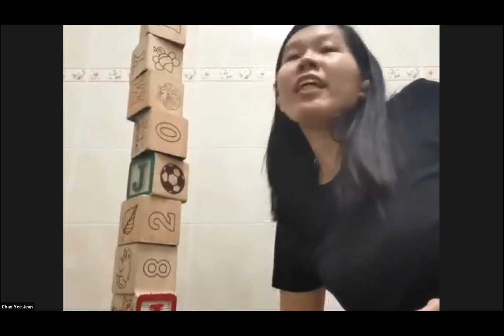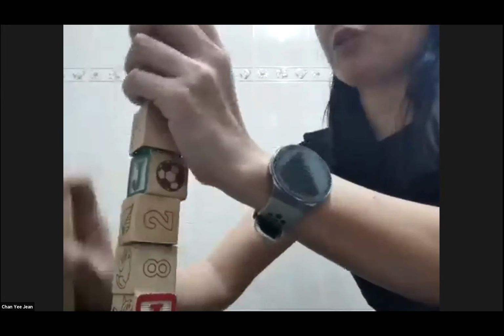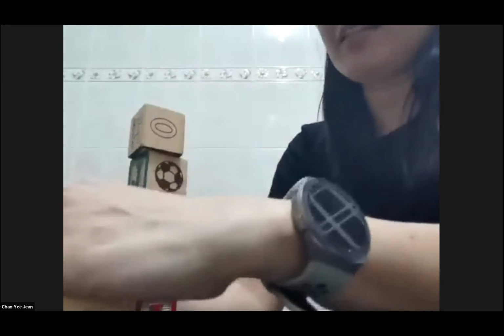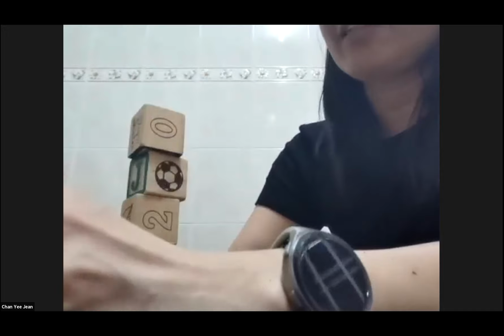Okay, so for towers, we don't need that final block. Can you please come here? Okay. So usually with towers, that's what you do. You kind of make it a game. Let's see who can build the highest. Right? Now with the bridge, you actually have to show it to them.